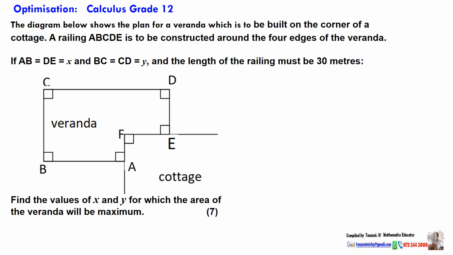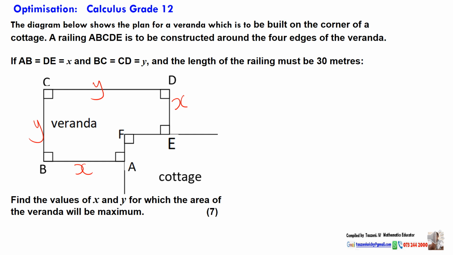The diagram below shows the plan of a veranda which is to be built on the corner of a cottage. A railing A, B, C, D, E is to be constructed around the four edges of the veranda. If AB is equal to x, DE is also equal to x, BC is equal to y, CD is also equal to y, and the length of the railing must be 30 meters, we want to find the values of x and y for which the area of the veranda will be maximum.